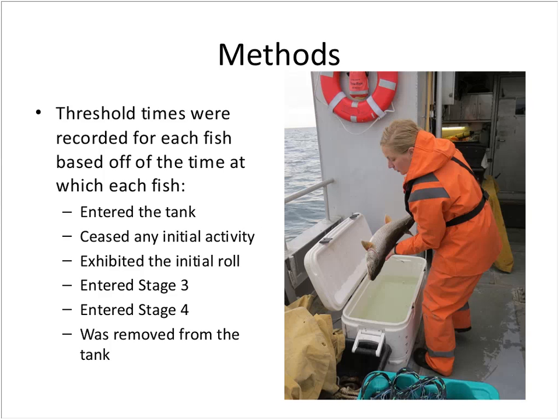So what I did was I looked at the videos of the anesthesia process being recorded, and I went through and noted the time at which each one of these thresholds that we set up occurred. So when did the fish enter the tank? When did they stop flopping around and calm down? When did they experience their first sign of loss of equilibrium, so that initial roll? Stage 3 is when they have the partial loss of equilibrium, and stage 4, the total loss of equilibrium, and finally, when was the fish removed? So I'm going to try to show you a video. Maybe it'll work on here.